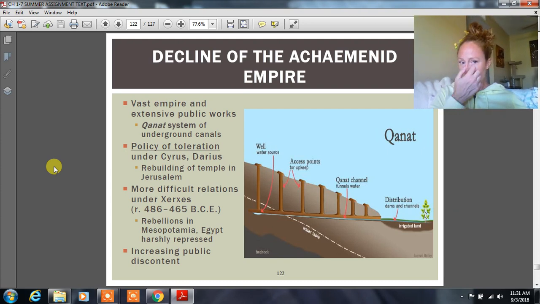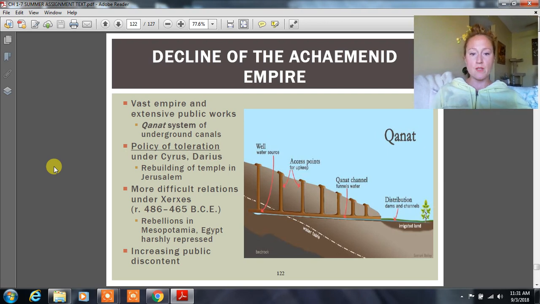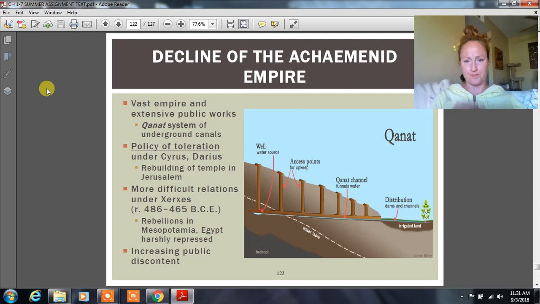So the Qanat system was a way to basically dig up well water and to control that well water for irrigated lands. And so you can see this diagram here. You have the well water source, and then you have access points so that people can maintain the system. And then it was designed to funnel water, and then that water was distributed to dams and channels where they can use it for land irrigation and agriculture. So this is pretty sophisticated technology considering what resources they had available compared to the modern era.